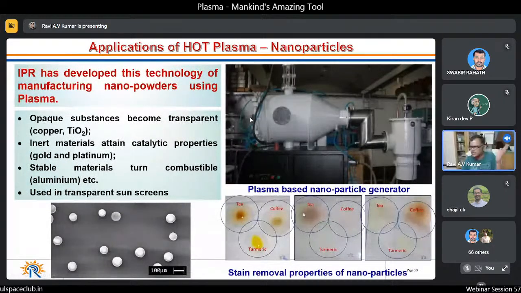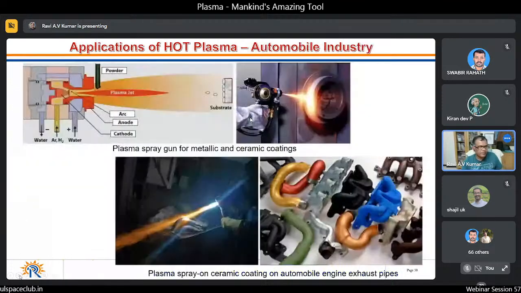This is again for nanoparticles. Nanoparticles have lots of applications. I'm not going into this. One application that we found was stain removal. This is the plasma chamber that produces the nanoparticles. You can see that if you stain a cotton cloth that has been treated with nanoparticles with tea, coffee, and turmeric, all you have to do is keep it in the sunlight. The sunlight activates the nanoparticles, and within 2 hours, the turmeric stain is completely gone. See this? So this has a lot of applications.